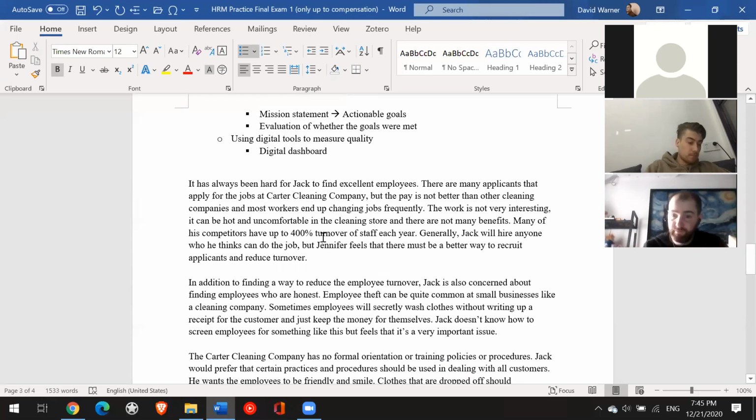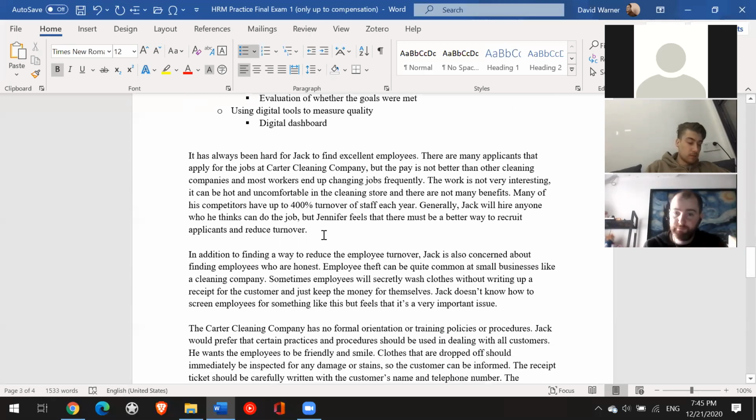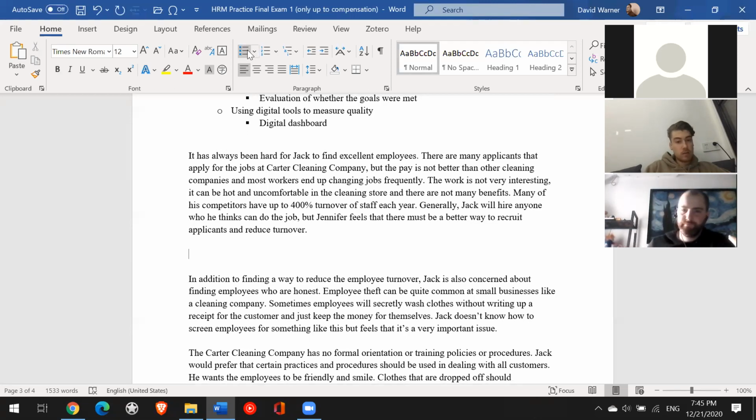It has always been hard for Jack to find excellent employees. There are many applicants that apply for the job at Carter Cleaning Company, but the pay is not better than other cleaning companies, and most workers end up changing jobs frequently. The work is not very interesting. It can be hot and uncomfortable in the cleaning store, and there are not many benefits. Many of his competitors have up to 400% turnover of staff each year. Generally, Jack will hire anyone who he thinks can do the job, but Jennifer feels there must be a better way to recruit applicants and reduce turnover. Hard situation. What topic are we talking about?